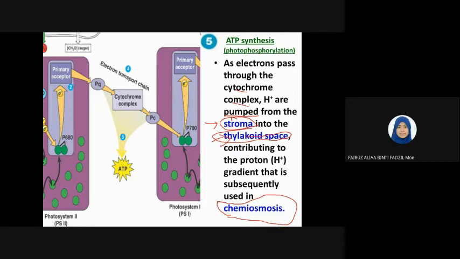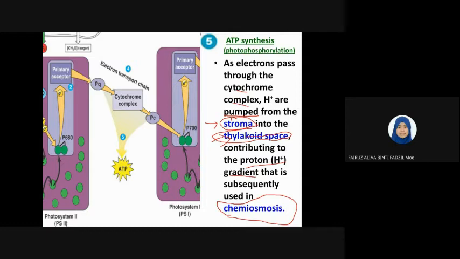Okay, and then it's the same as in the cellular respiration topic. There is an establishment of the proton gradient. Just remember, a proton gradient means one region has a higher proton concentration and another region has a lower proton concentration.